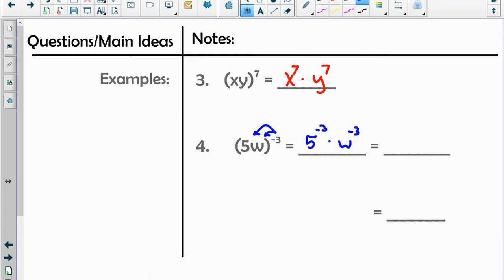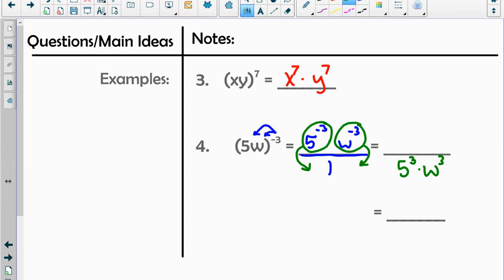I can take anything and turn it into a fraction. So there's my fraction bar and my 1. And anytime I have a negative exponent, I need to take that power, whatever that is, and I want to move it across the fraction bar. In this case, I'm moving everything to the bottom, to the denominator. So it becomes 5 to the positive 3rd power and w to the positive 3rd power in the denominator.